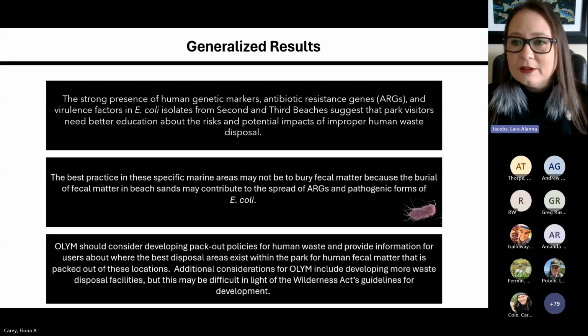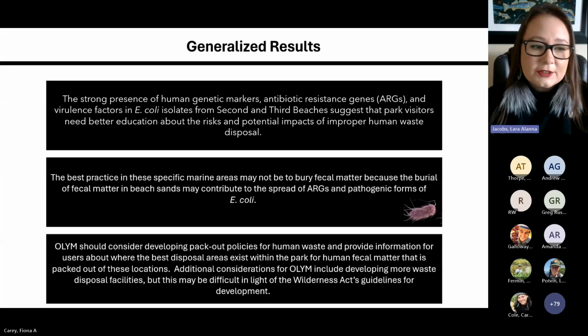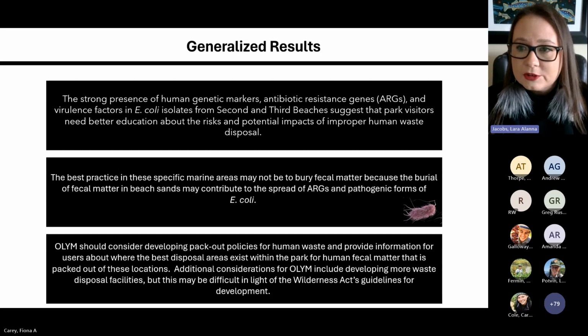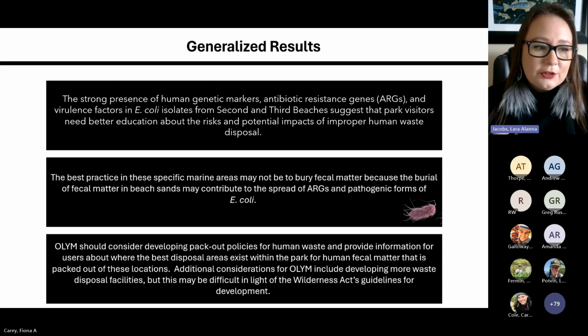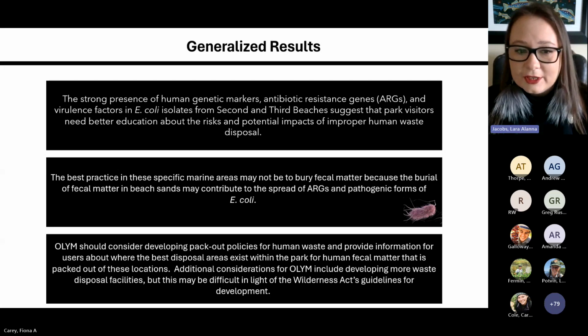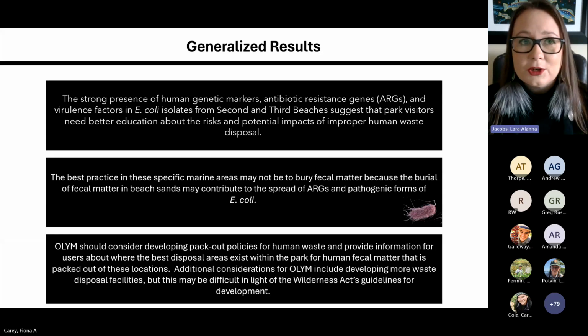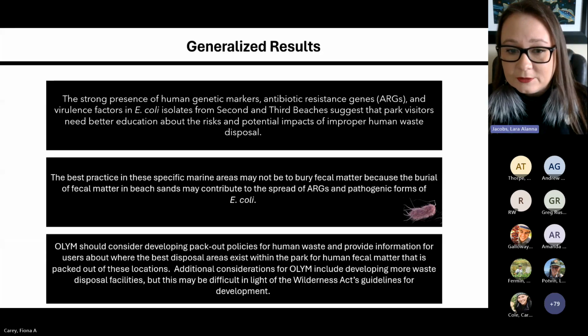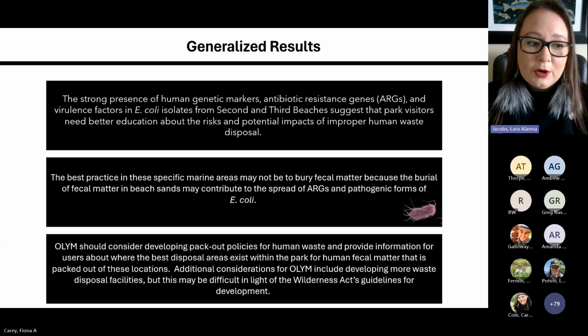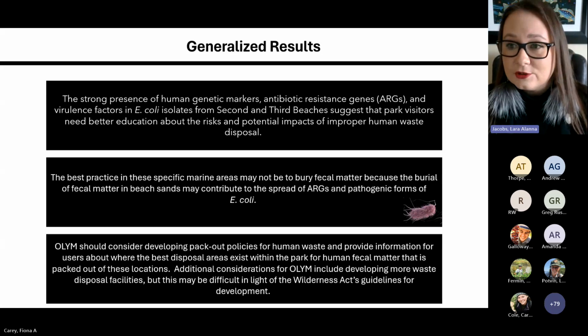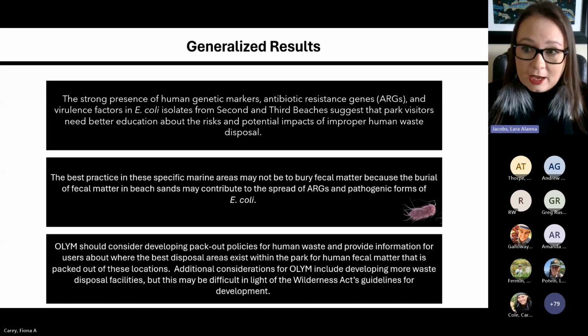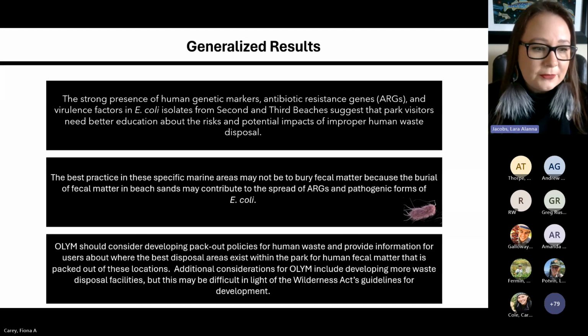So when we talk about the human health aspects, these are some more generalized results from our research. There was a strong presence of human genetic markers, very strong in our samples, and antibiotic resistant genes and virulence factors. Now, virulence factors are what show us if a specific type of E. coli poses pathogenic issues for human health. So is it going to make you sick, and what type of illnesses might actually happen if you come across this type of bacteria?